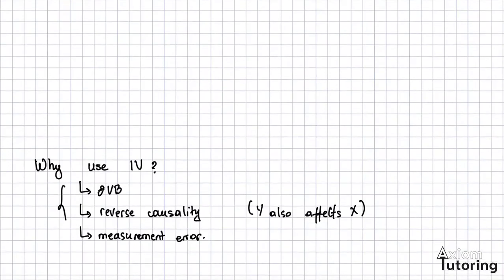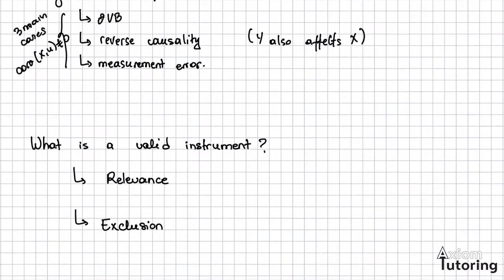And keep in mind, these were all the three cases where the covariance of X and U is no longer equal to 0. Right? In all of these three cases, OLS is biased and inconsistent, and IV is the solution when a valid instrument exists. Which brings us to the question, what is a valid instrument?